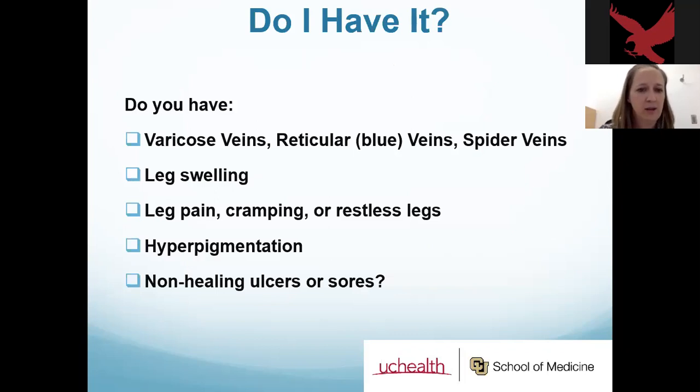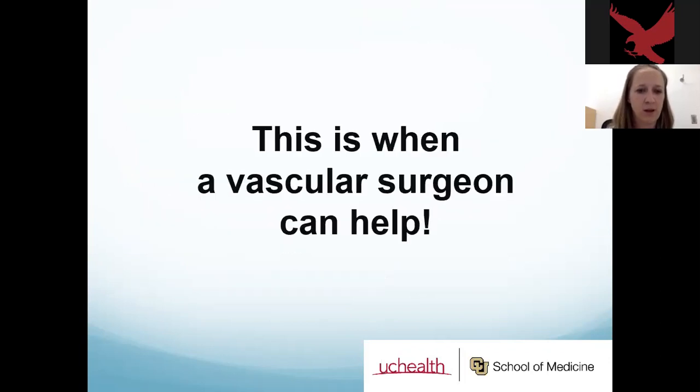But again, cramping, restless legs, this deep ache in your legs that you experience every night at the end of a long day of work, swelling that's just been there for years, you don't really know where it came from, things like that. This may very well be due to vein disease. Next slide.